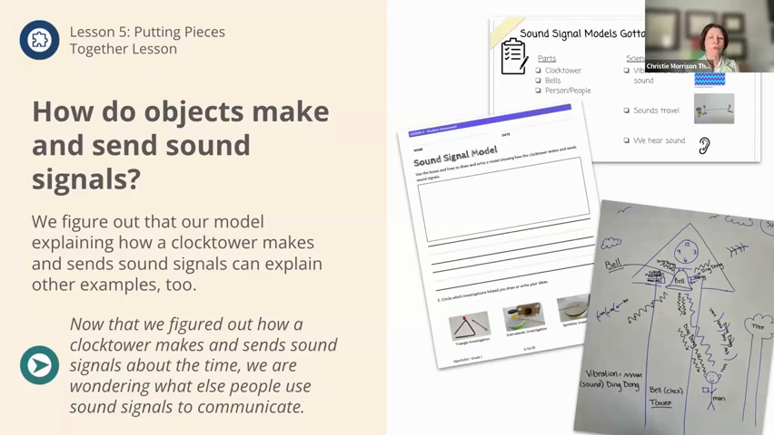Through this work, we figure out that our model explaining how the clock tower makes and sends sound signals can explain other examples too. We end Lesson 5 considering these many different examples of objects that make sound signals. We ask questions about what these different sound signals might mean and why people might use these objects and signals when there are so many other ways we can communicate every day. These questions lead us into the unit's second lesson set.